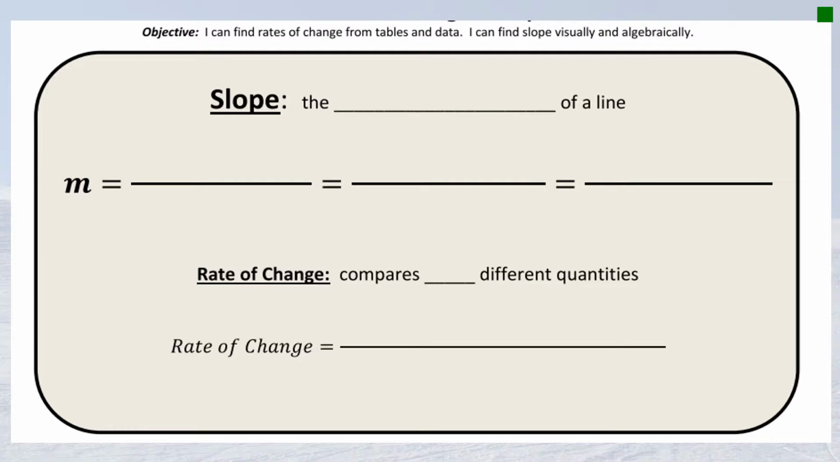The slope is the steepness of a line. And again, if you ever need to pause the video to copy this down, go ahead and do that. But it's the steepness of the line. And m is the variable that's used for slope, or the representation for slope. And slope is generally referred to as rise over run. You've probably heard that before.